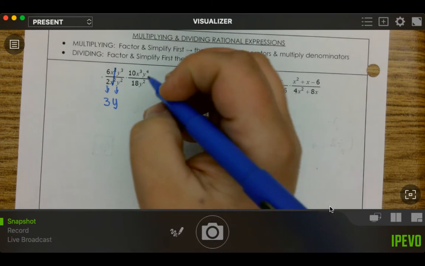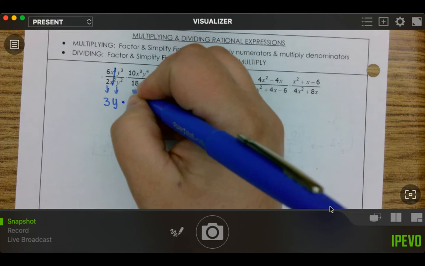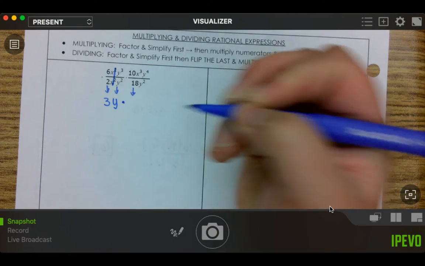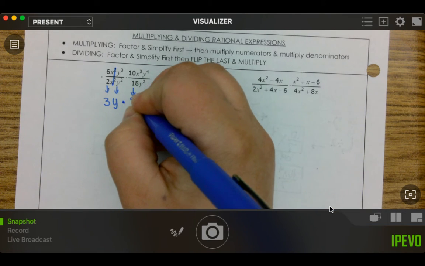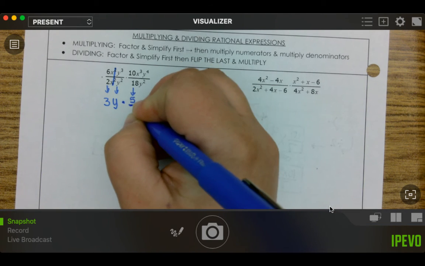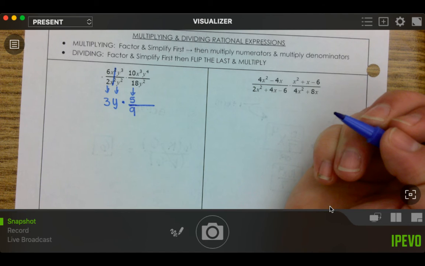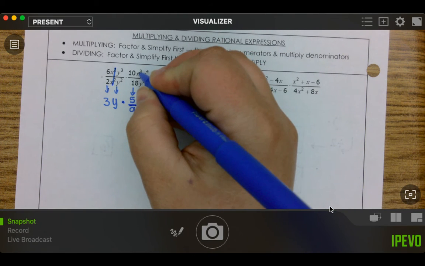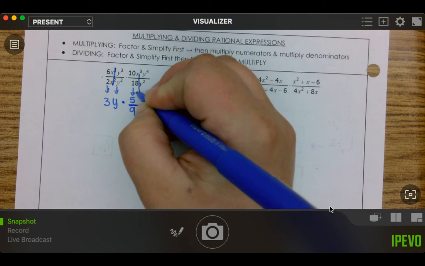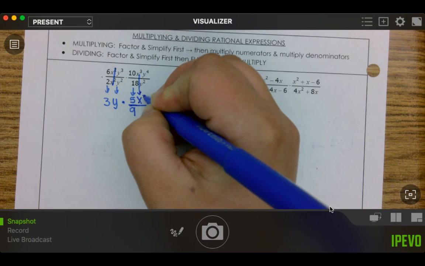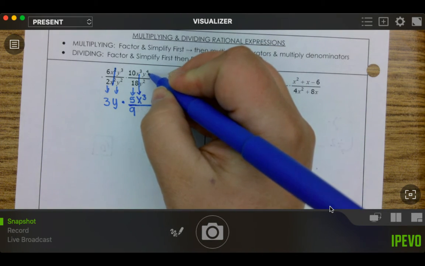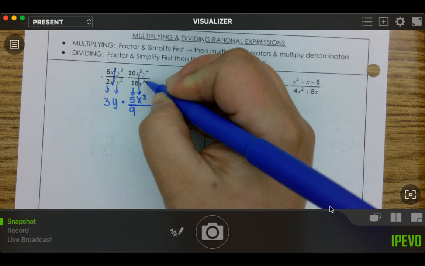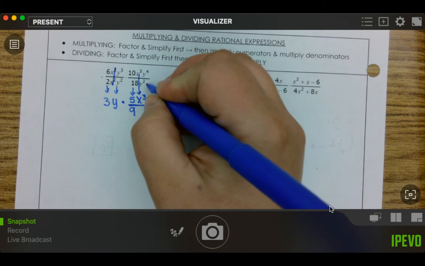Then over here, 10 over 18, I can divide those both by 2, which will make it 5 over 9. And then there's only one x on here. It's x to the third, so it gets to stay where it's at. And we have y to the fourth over y squared. Subtract those exponents. 4 minus 2 is 2.